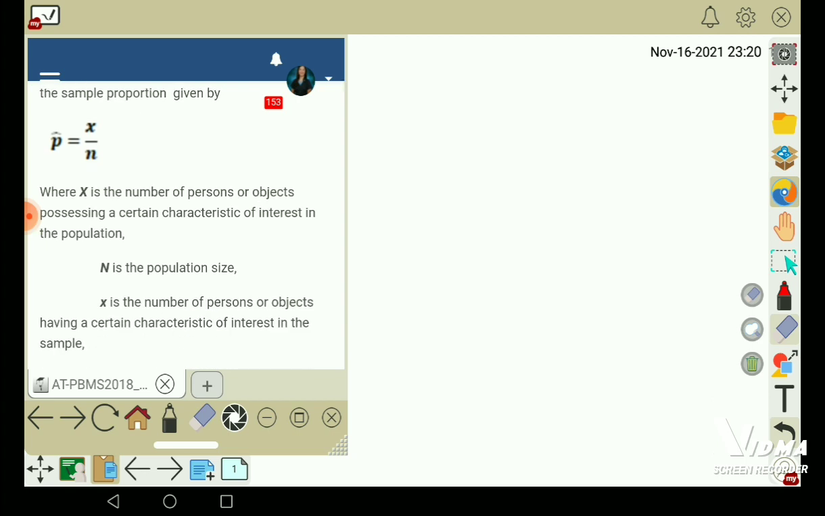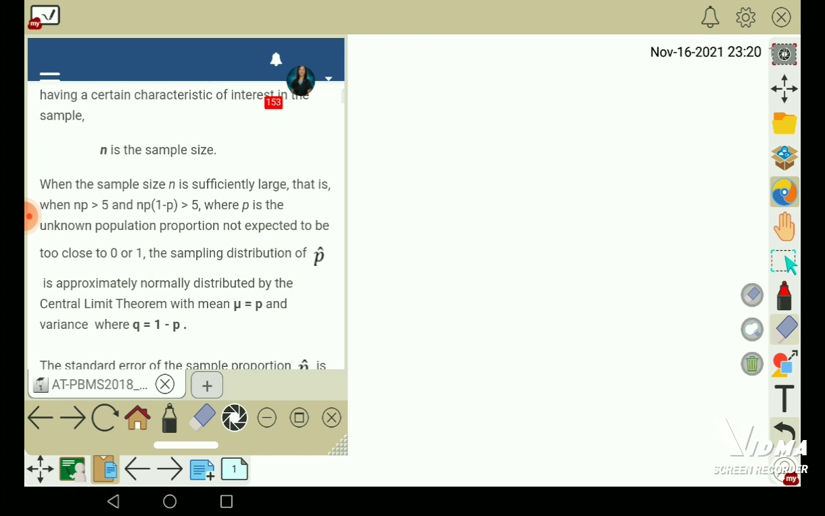Now let's have the following. When a sample size n is sufficiently large, that is, n times p, your sample size times your population proportion, is greater than 5, and n times p times (1 minus p) is still greater than 5, where p is the unknown population proportion, not expected to be close to 0 or 1. The values will follow in between.